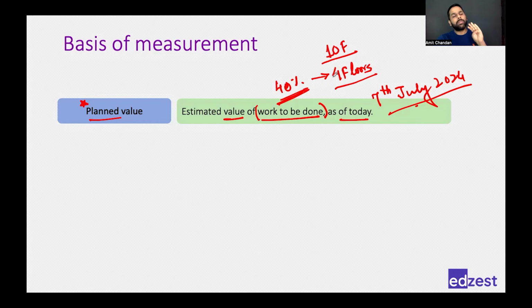Okay, so in completing those 4 floors absolutely to the end, what was it that we had estimated? Let us take our example. It was estimated to be $4 million. Okay, that becomes my planned value. So when I'm doing earned value analysis, my planned value is the estimated value of work that was planned as of today. So till today, whatever we had planned for, what was its value that was estimated? That becomes my planned value. It is $4 million.